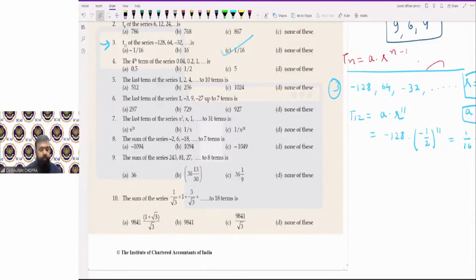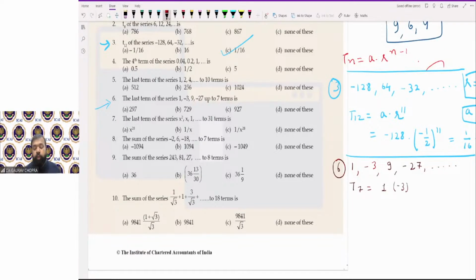Then let's try which one? Question number 6. Okay, this time you have to answer question number 6. The last term of the series up to 7 terms. That means you have to find out the 7th term. T7, A is simply 1, R is minus 3 to the power of n minus 1, so 7 minus 1. So what is the answer?